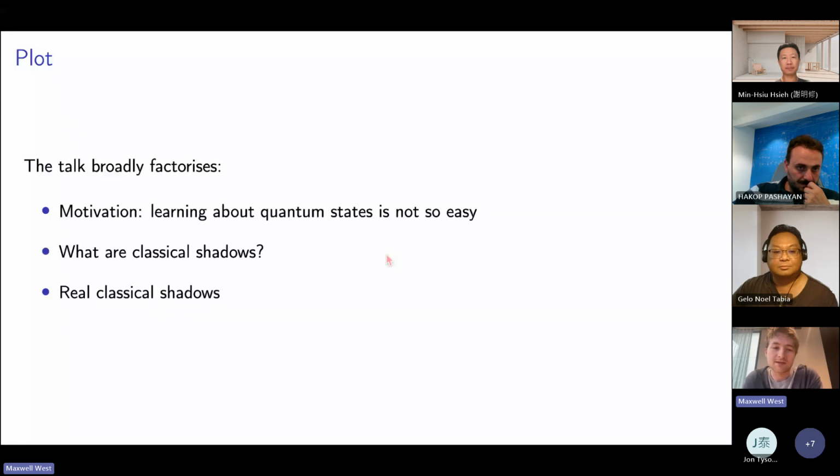All right, so I was asked to maybe start pretty slowly. I understand there's a lot of variation in how familiar people in the audience might be with all this. Basically, I'm going to talk about classical shadows, which is a really cool, really powerful framework that appeared for learning about unknown quantum states over the last few years. And I'm going to hopefully go through that fairly thoroughly to the point where we get to the so-called real classical shadows that we have introduced in this work.